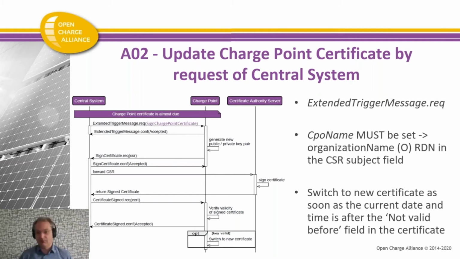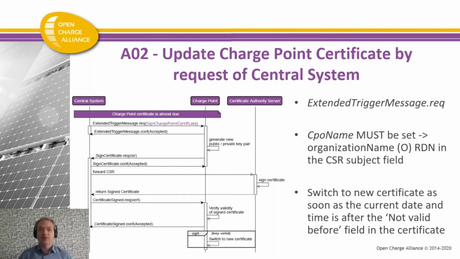So we have a configuration key which you can use to set the CPO name in advance. Then the charge point can use that to create a certificate signing request. It's sent to the central system that responds that it has accepted it, and then it can, in a separate message exchange, request a certificate at a certificate authority. It can also sign the certificate itself. That's up to the implementer.